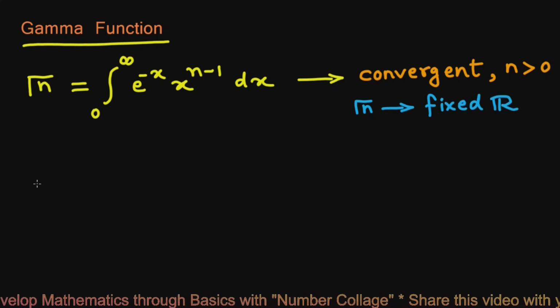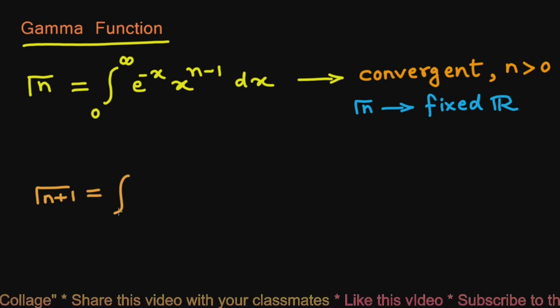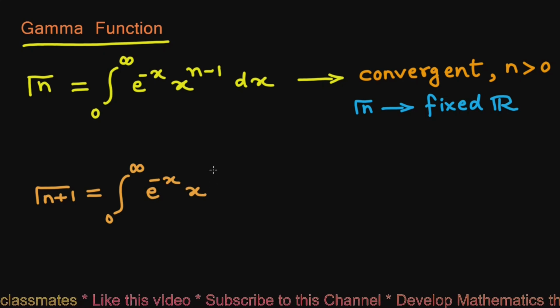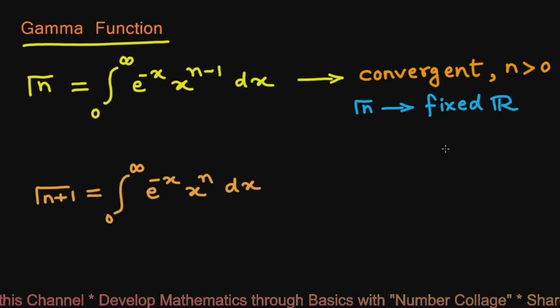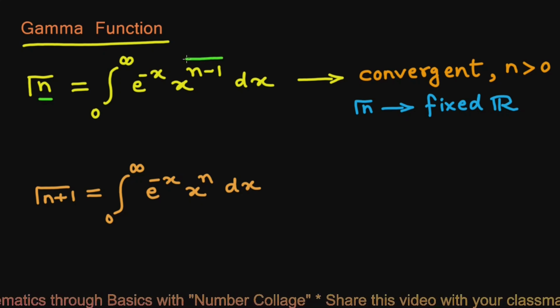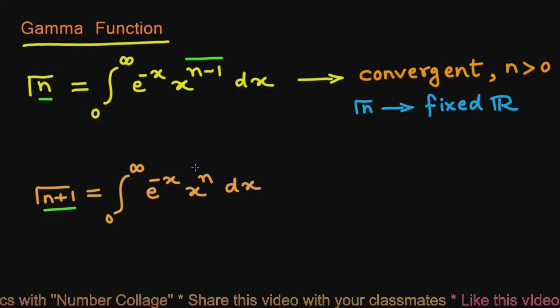Gamma function can also be remembered as gamma n plus 1, which is integral from 0 to infinity of e raised to minus x into x raised to n dx. The only difference here is when there is n here, there is n minus 1 here, and when there is n plus 1 here, there is just n here.